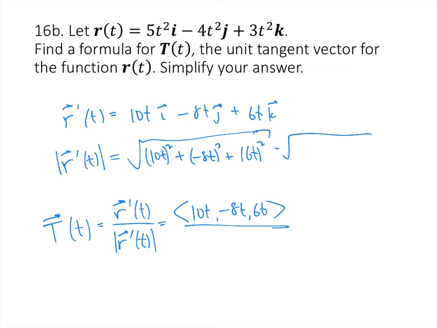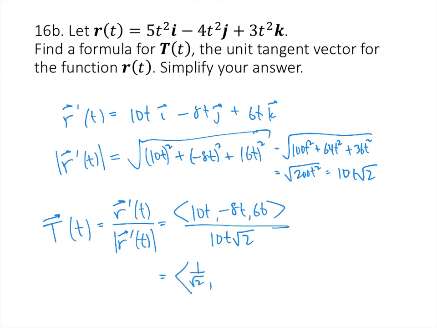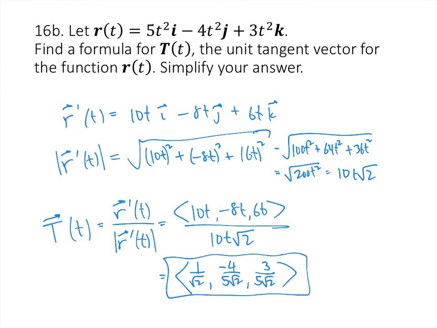That's going to be 100t squared plus 64t squared plus 36t squared. That's the square root of 200t squared, and we can simplify that to 10t radical 2. Simplifying our expression now, we're going to get 1 over the square root of 2, negative 4 over 5 times the square root of 2, and 3 divided by 5 times the square root of 2. So it turns out here the unit tangent vector is actually a constant, and that's our result.